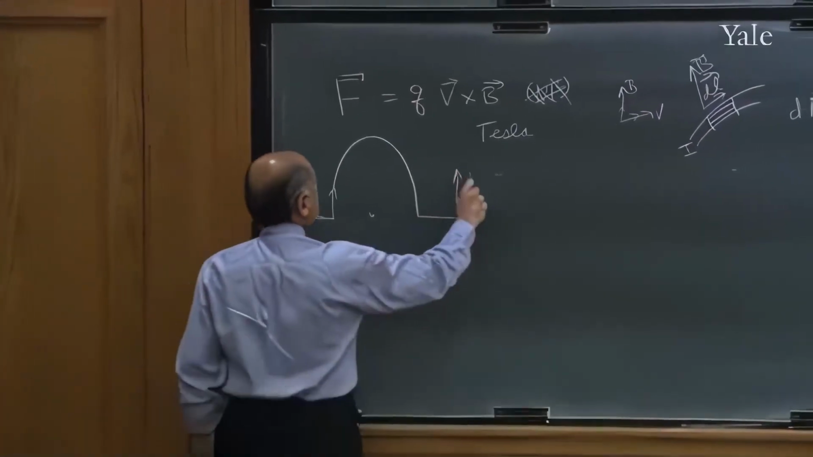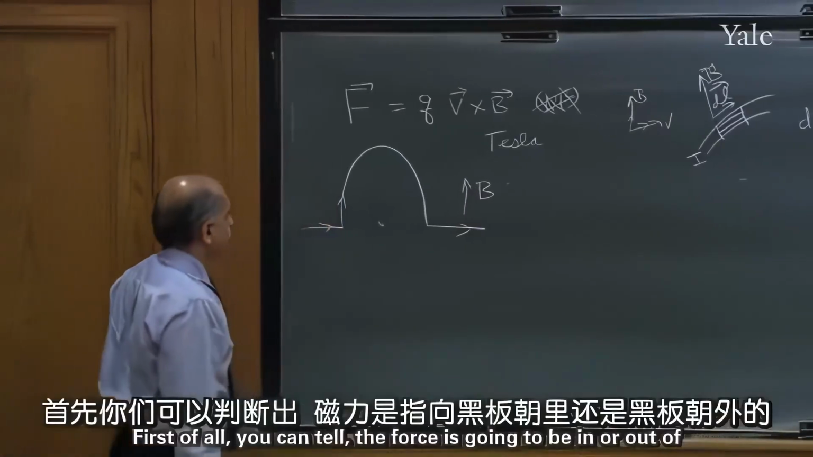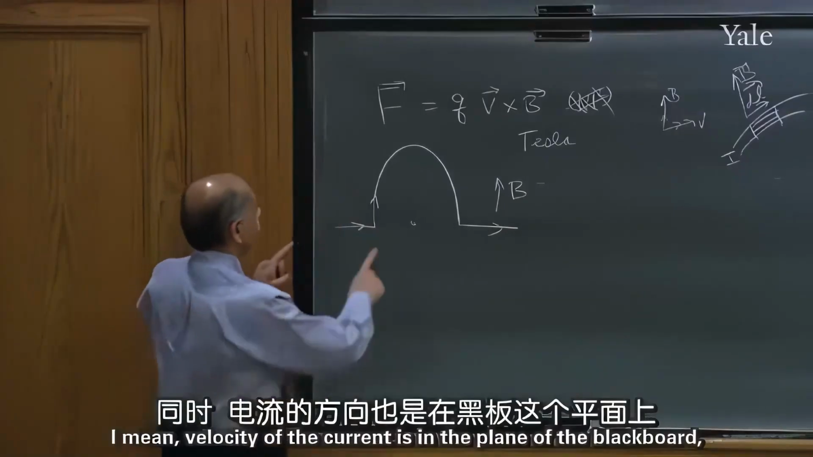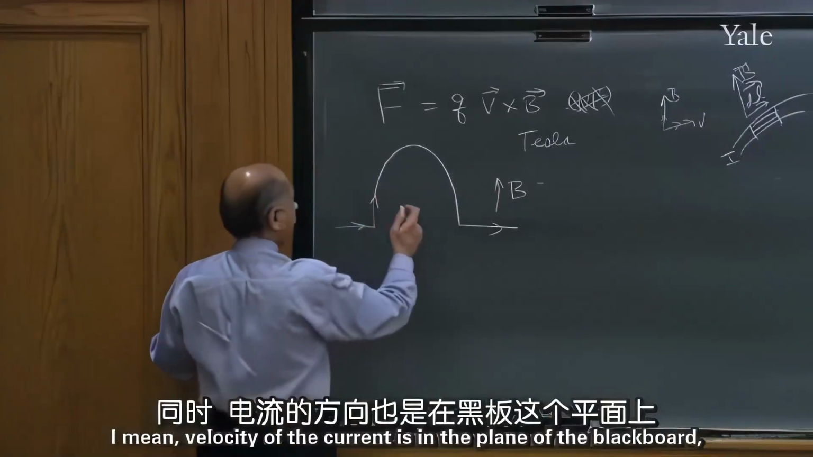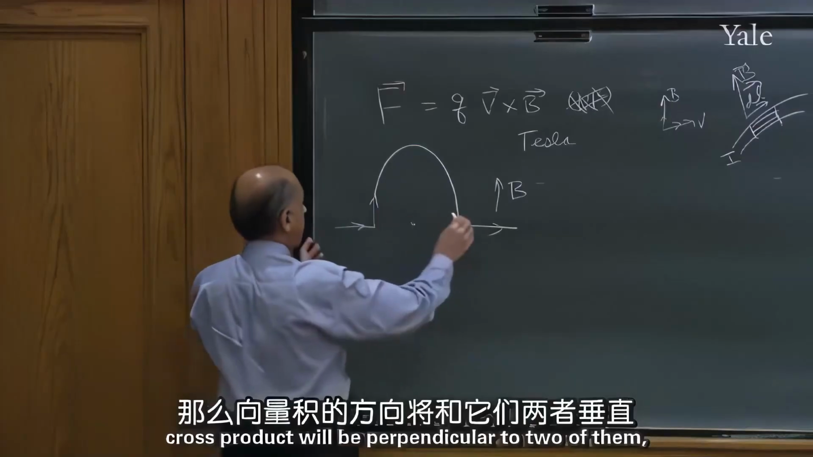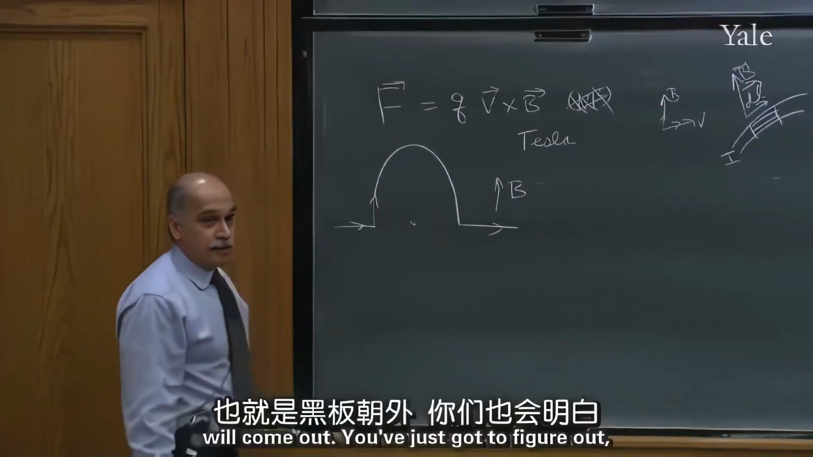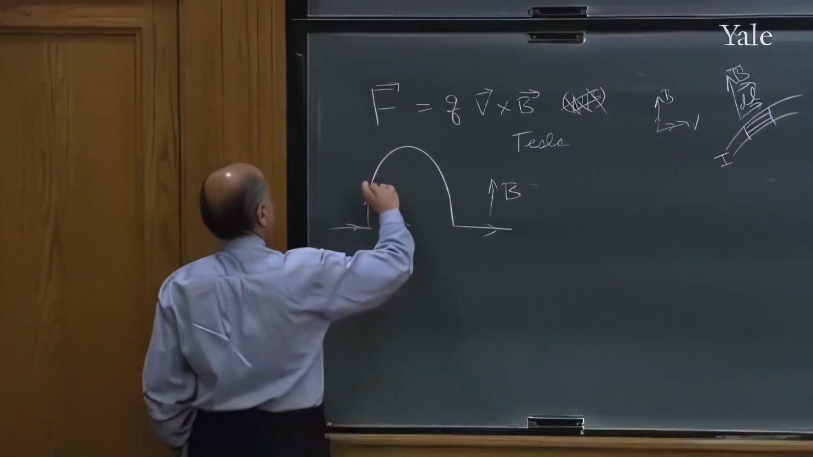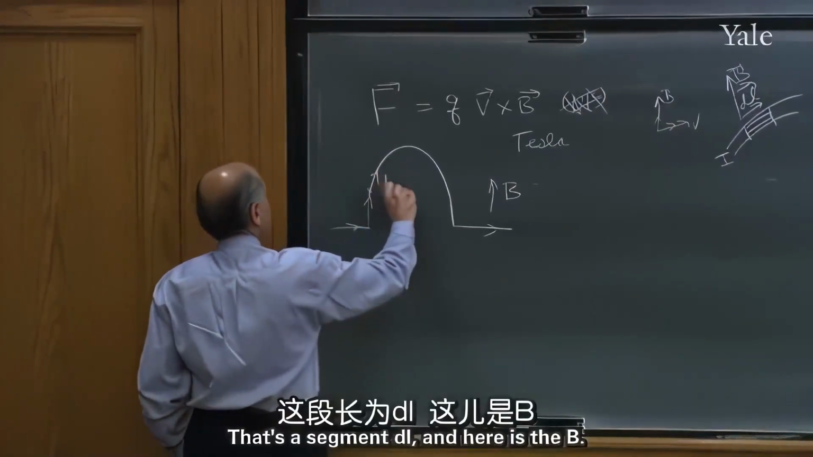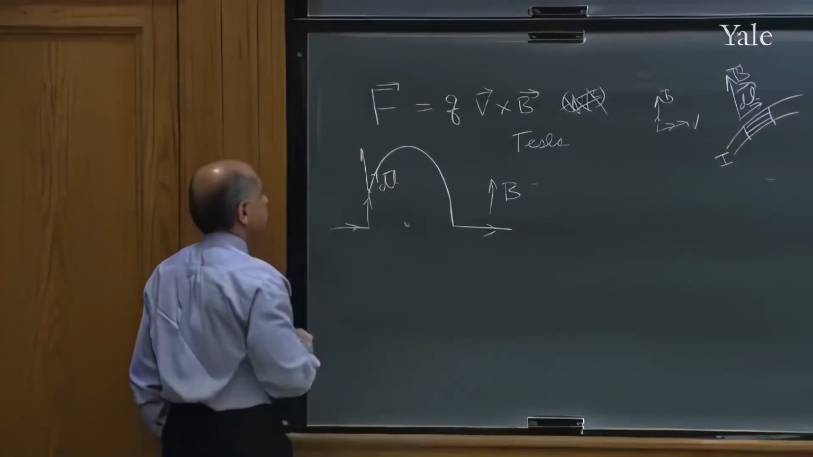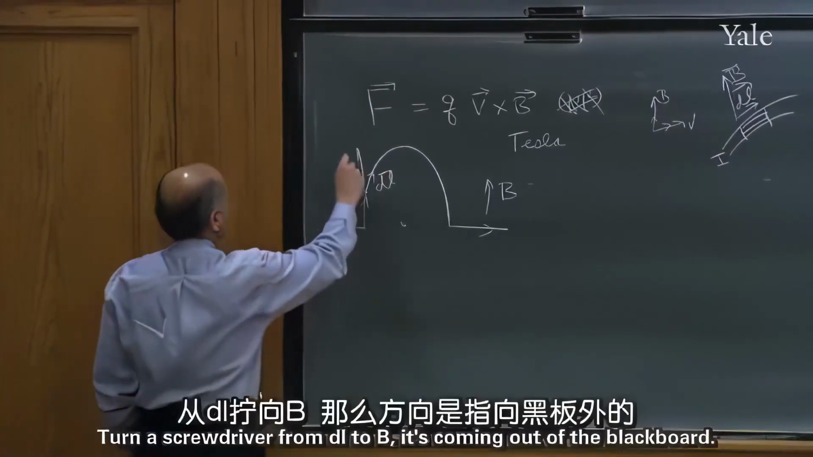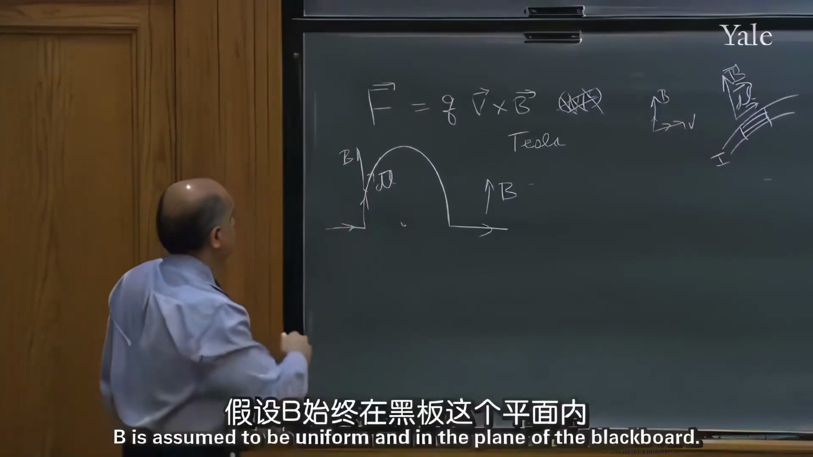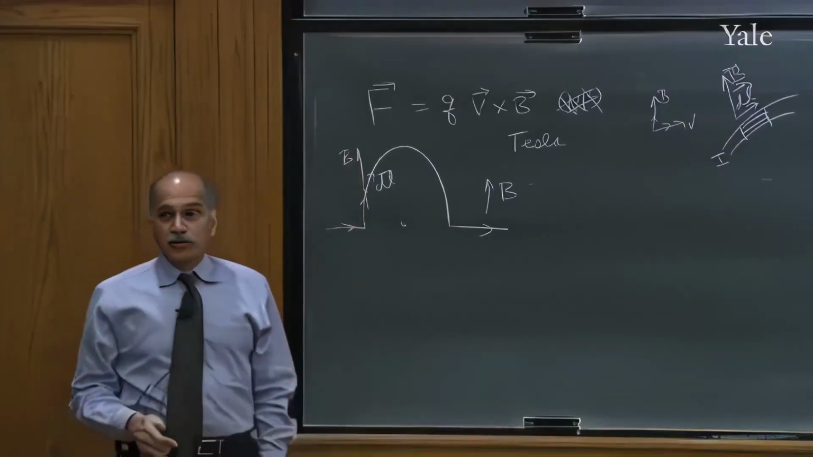So B is like this. First of all, you can tell the force is going to be in or out of the blackboard, because if the velocity, the direction of the current, is in the plane of the blackboard, and B is in the plane, the cross product will be perpendicular. It will come out or go in. You just got to figure out, is it coming out or is it going in? So take a segment here, if you like. That's the segment dl, and that is the B. Turn a screwdriver from dl to B, it's coming out of the blackboard. B is assumed to be uniform and in the plane of the blackboard.